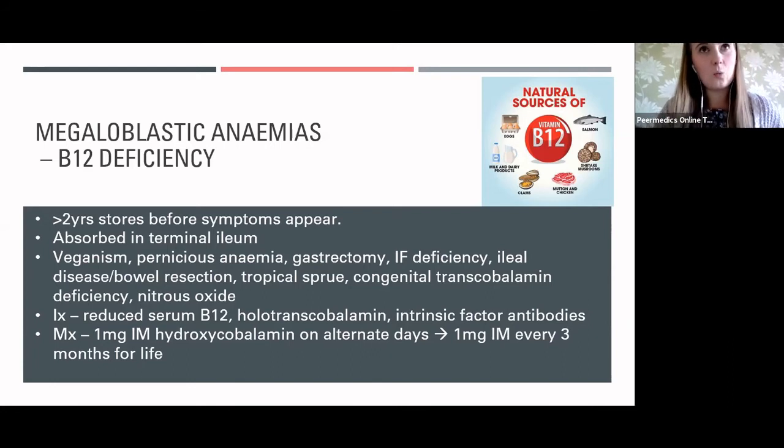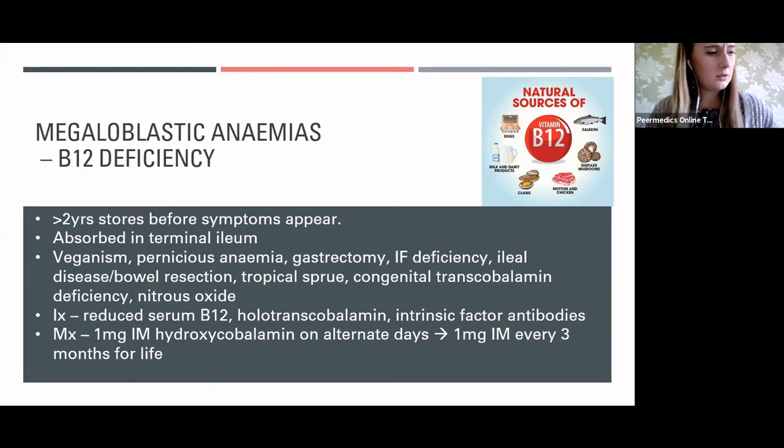And ways of differentiating it when you've narrowed it down to being a megaloblastic anemia, you're going to look at your serum B12, that should be reduced. Holotranscobalamin is something else you can look at, but you don't tend to do it routinely. And also intrinsic factor antibodies, they are specific for pernicious anemia. Not everybody will have them, but you're probably going to look at them as well to see if that could be your underlying cause. And you treat it generally by giving hydroxocobalamin, IM, on alternate days for about, I think it's 2 to 4 weeks.